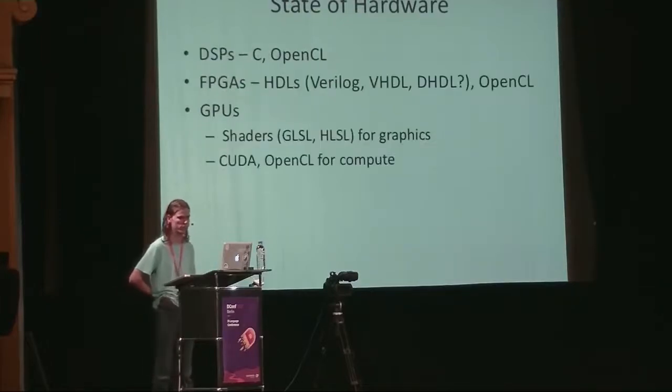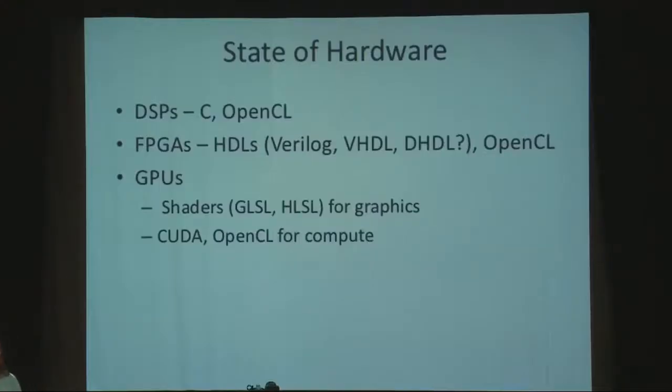What about other kinds of devices? In the world of heterogeneous computing, there's all sorts of weird and wonderful hardware, some of which is nice to program and some of which is not. You've got DSPs, FPGAs, and GPUs. If you want to program DSPs, traditionally you'd use C, because that's everywhere. You can also use OpenCL. FPGAs use hardware description languages, Verilog, VHDL, and now DHDL. You can also use OpenCL for them; they have implementations for that.